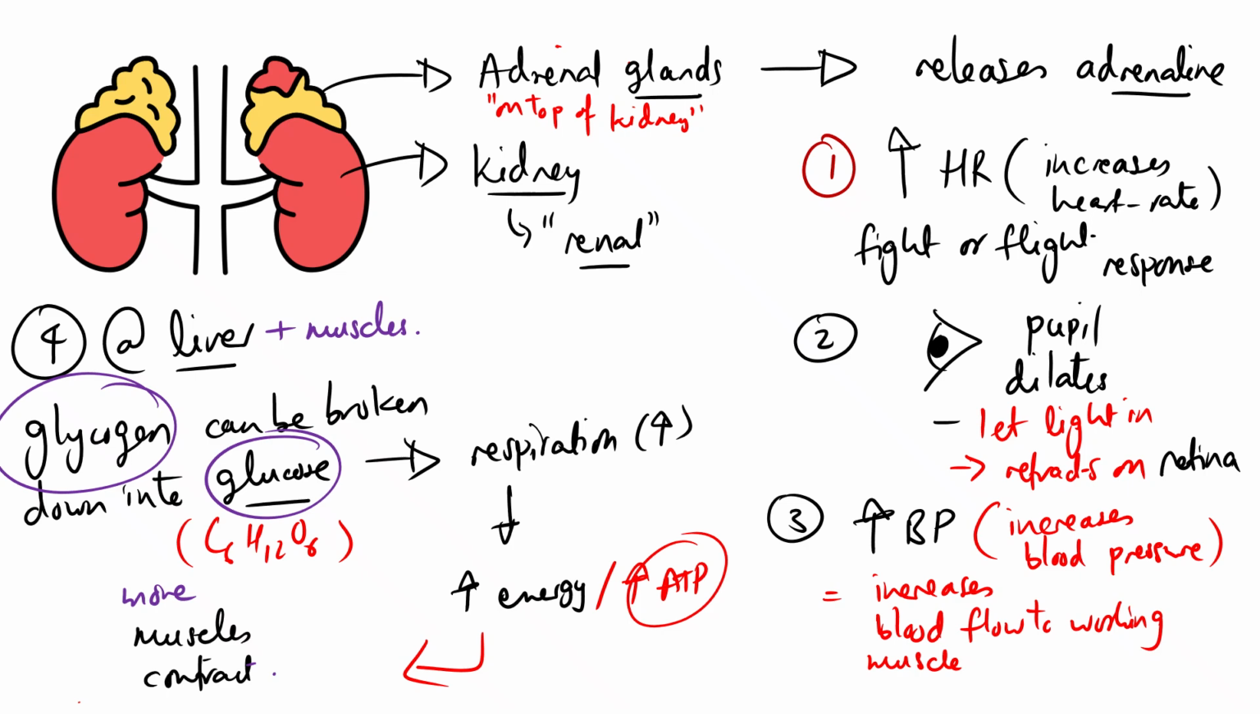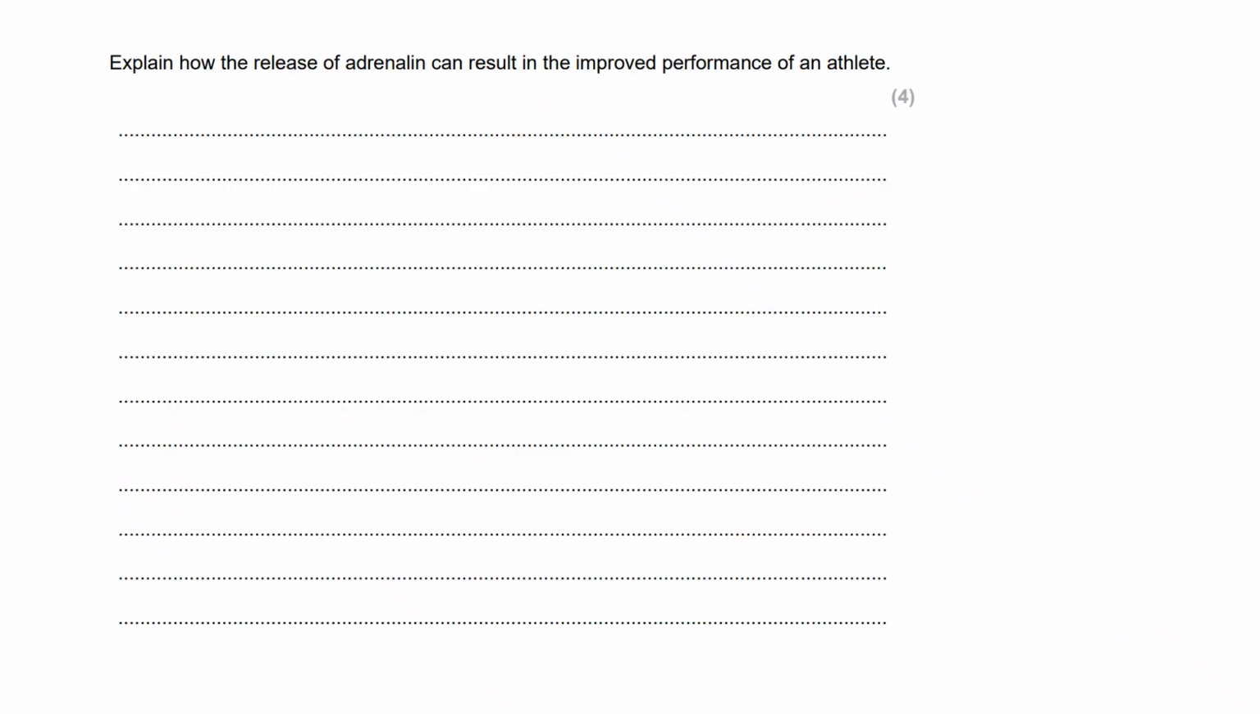And that's adrenaline. Here's an exam question. Explain how the release of adrenaline can result in the improved performance of an athlete. Now, with the word performance, as a student, you must think exercise. And when you think about exercise, you must have the context of muscle contraction. Okay? So have a go at this question. Explain how the release of adrenaline can result in the improved performance of an athlete. Please use the YouTube comments section below, and good luck. And of course, pause the video.